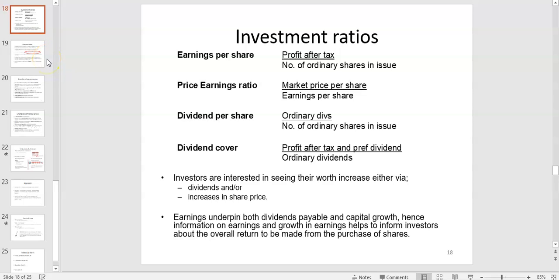In this short recording, we're going to look at finishing the ratio or financial statement analysis section for week 7. So in the live webinar week 7, we introduced the whole area of investment ratios and we calculated a number of key investment ratios: earnings per share, price earnings ratio, dividend per share, and dividend cover.